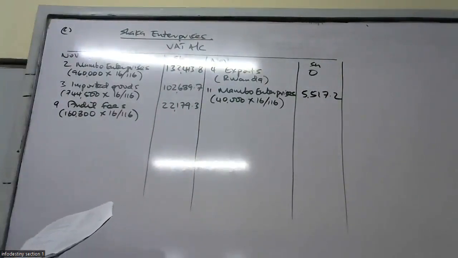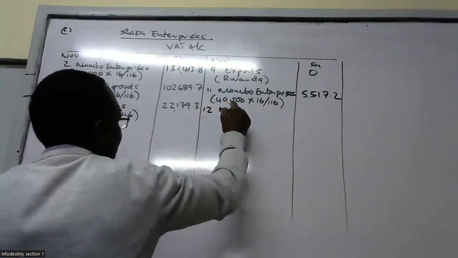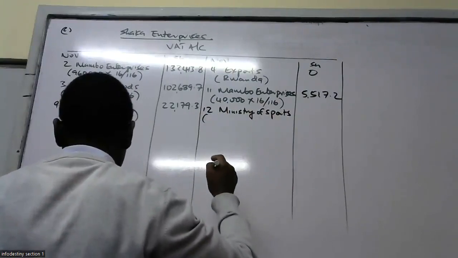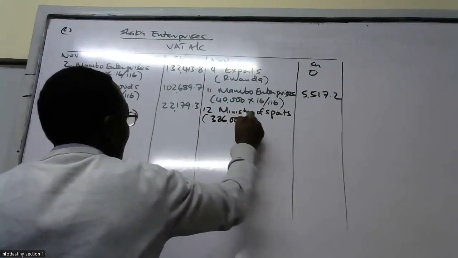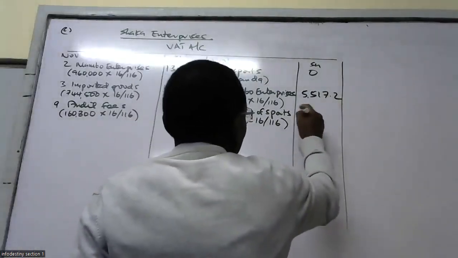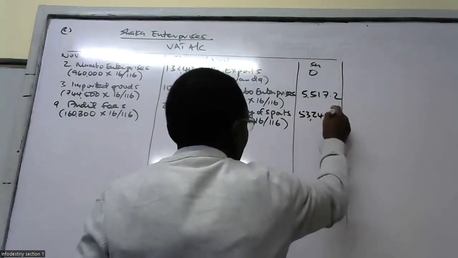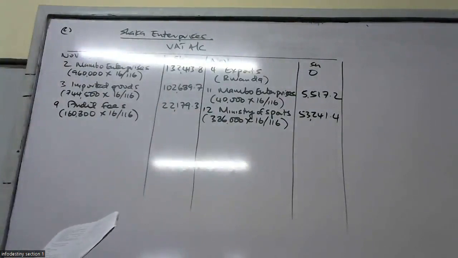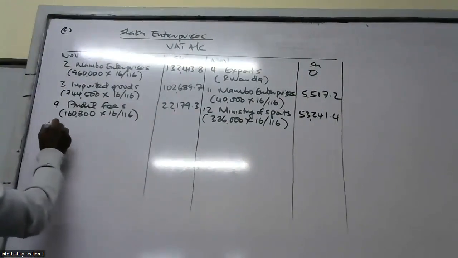On 12th, we will credit the Ministry of Sports, 386,000. That's on 12th. On 14th, paid for electricity and water bills, 18,200 and 6,800 respectively. So on 14th, paid for electricity.